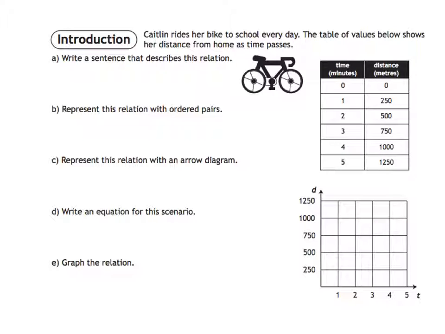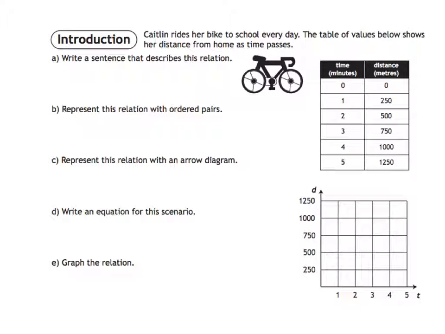A table of values is one way to represent a relation. This shows the time in minutes, so how many minutes she's been riding her bike, and how far she is from home. At 0 minutes, she's 0 meters from home. She's still at home. Then she starts traveling. At 1 minute, she's 250 meters from home. After 2 minutes, she's 500 meters from home. After 3 minutes, she's 750 meters from home, and so on. That's one way of representing that relationship. And there are a bunch of different ways that we're actually going to do here.